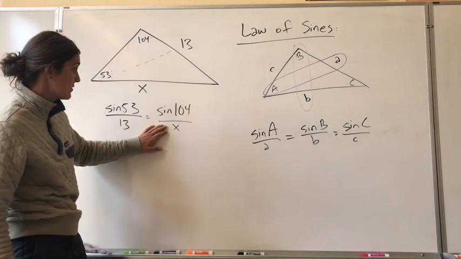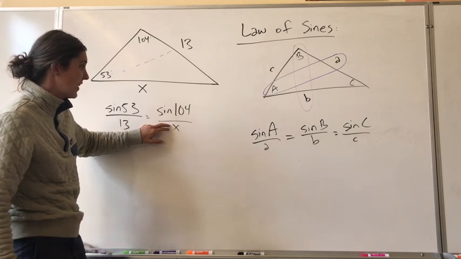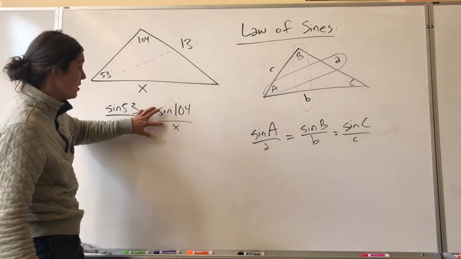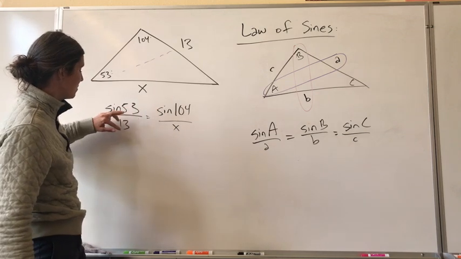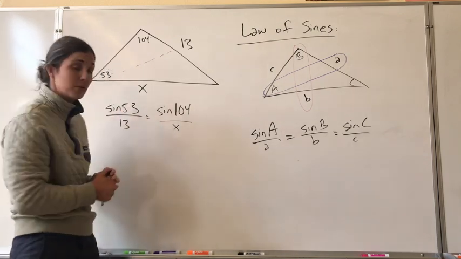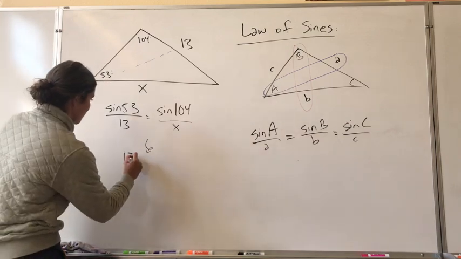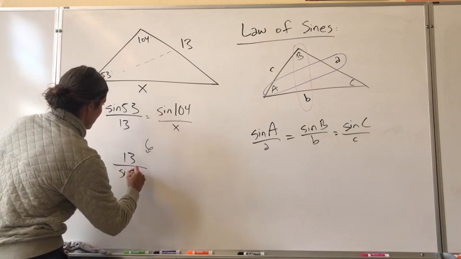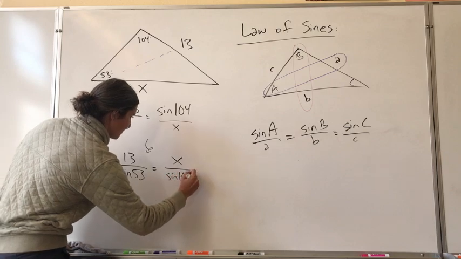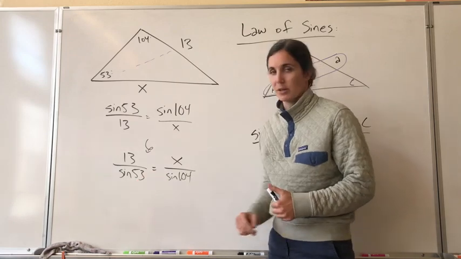Here, like we saw in our last video, it's a little bit of a problem that our x is in the denominator. We can be pretty fancy with it, or we can also kind of be rough and tumble. We really can just as simply flip everything over. If you don't like that your x is in the denominator, as long as you flip both sides of the equation, you can do that. That's my new sign I made up for flipping. And I have this, 13 over sine of 53 equals x over sine of 104. And so this is really the problem that I'm working with.